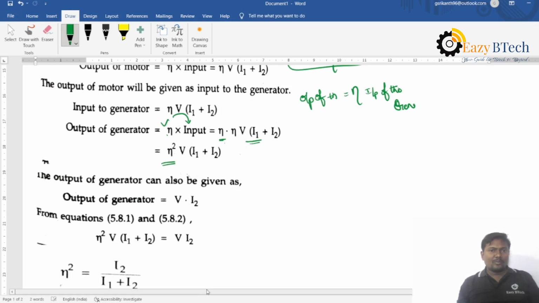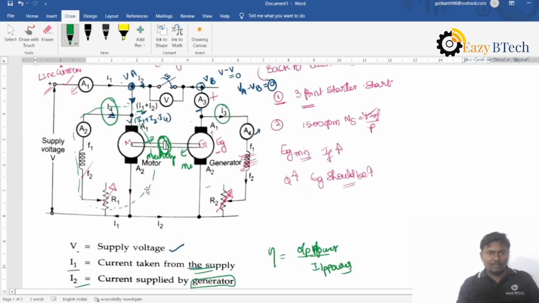So what is the output of the generator? The output of the generator is V into I2. In this entire combination, you can observe that the voltage is V and the current flowing through here is I2. That is called the output of the generator.